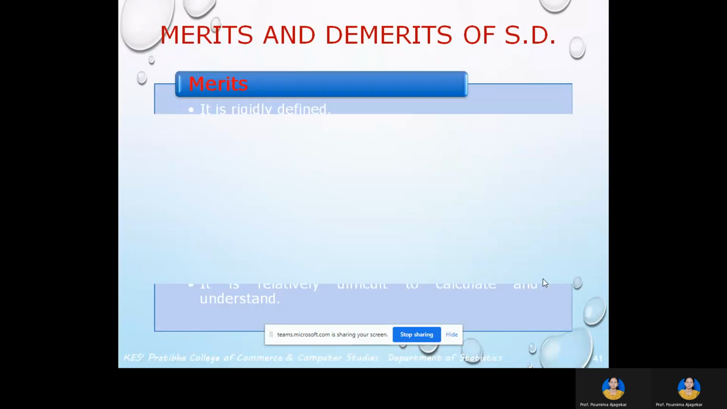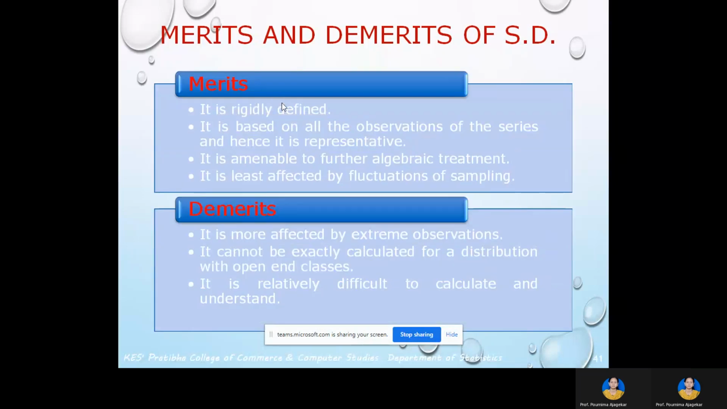Merits and demerits of standard deviation. Merits are: it is rigidly defined, it is based on all the observations of the series, and hence it is representative. It is amenable to further algebraic treatment. It is least affected by fluctuations of sampling. And demerits are: it is more affected by extreme observations. It cannot be exactly calculated for a distribution with open-end classes. It is relatively difficult to calculate and understand.